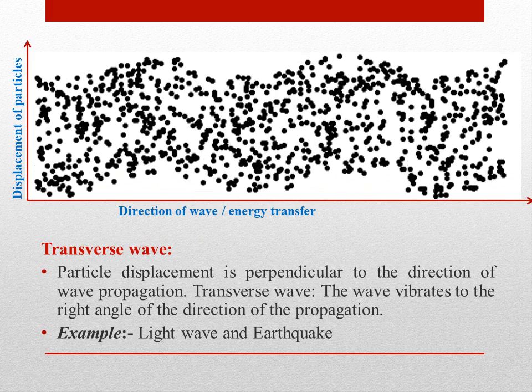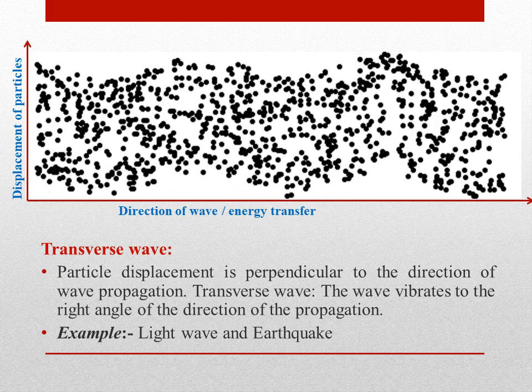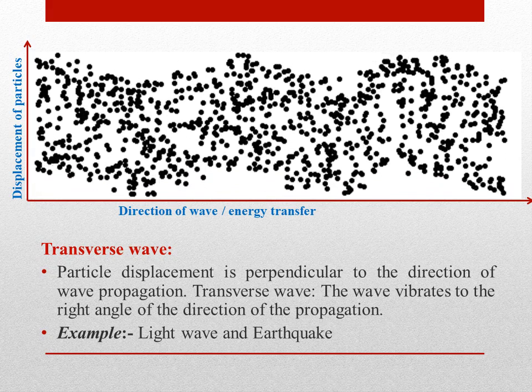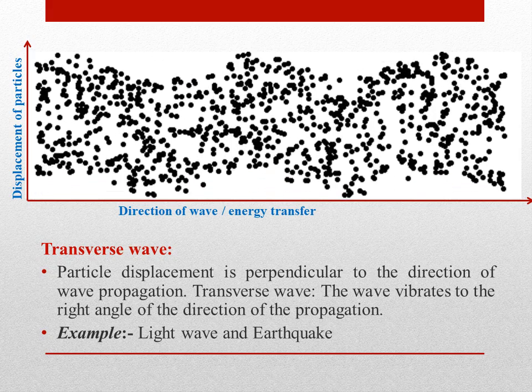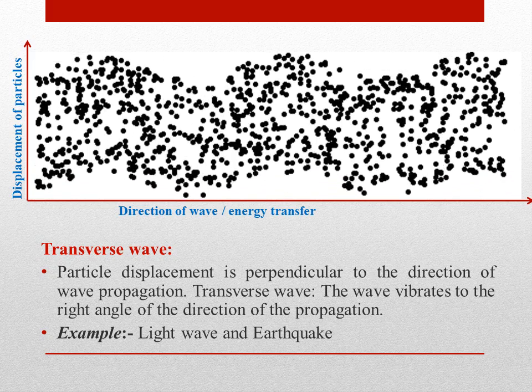The next type of progressive wave is the transverse wave, where the particle displacement is perpendicular to the direction of the wave propagation. And in a transverse wave, the wave vibrates at right angles to the direction of propagation. This is observed mostly in the case of light waves and whenever there is an earthquake.